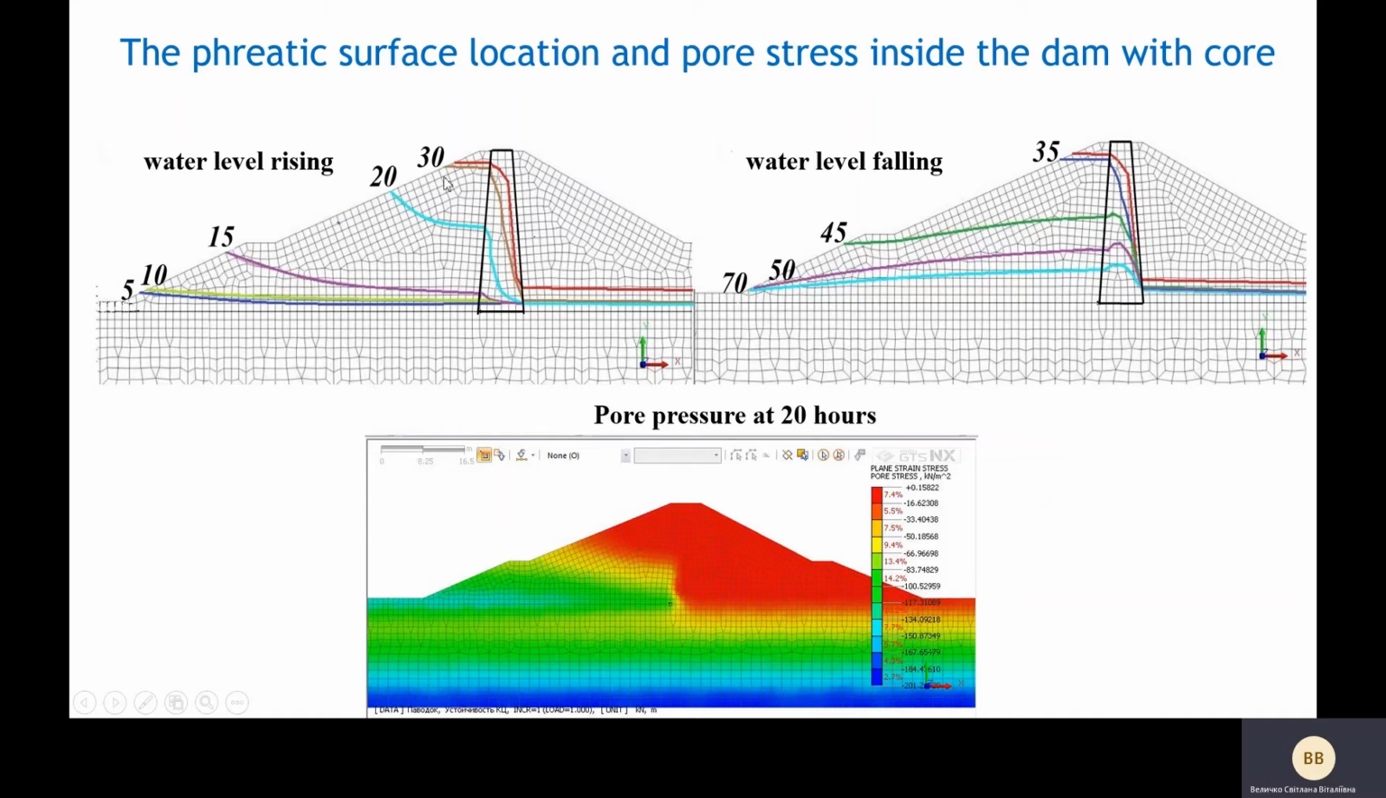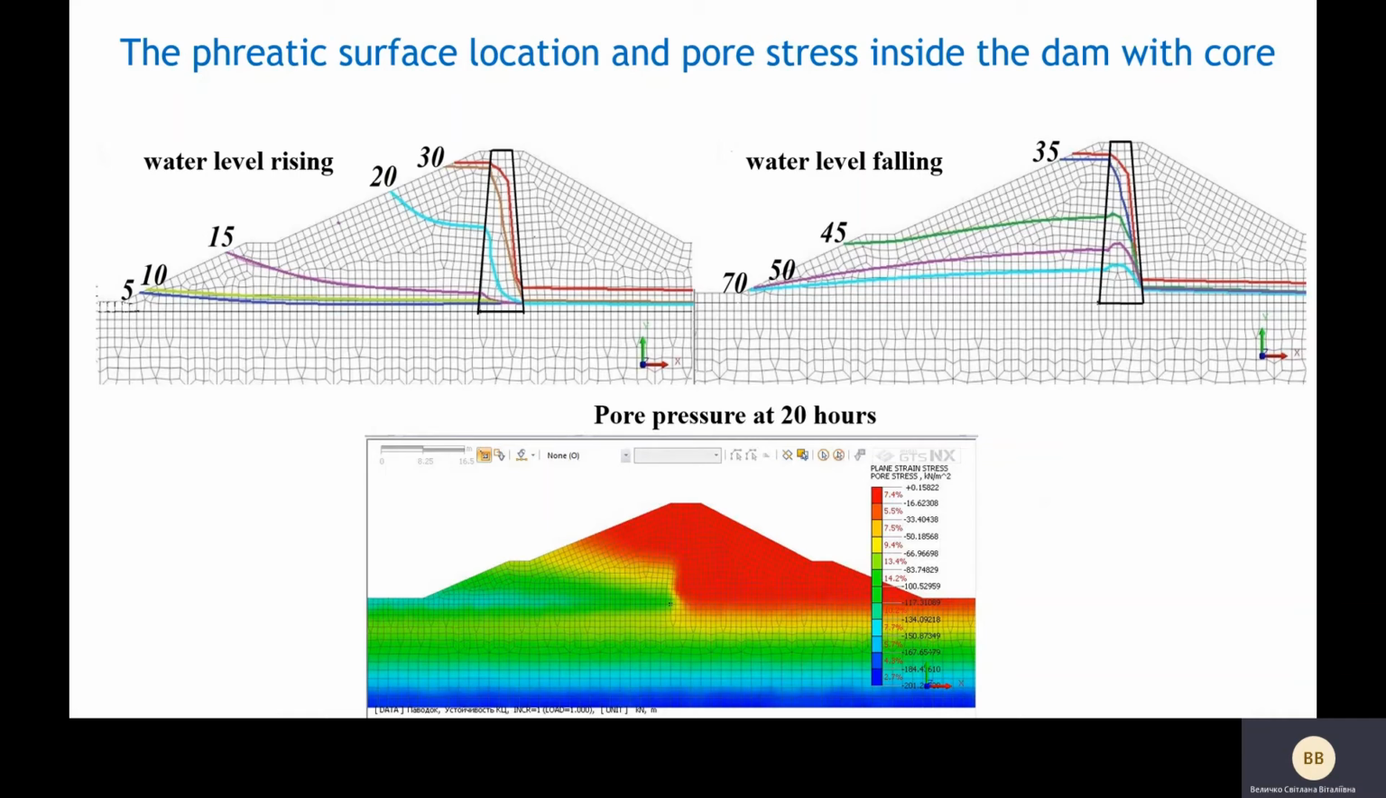Water rising is continuous for the first 30 hours. Then the higher water level is kept for 10 hours, during which the phreatic surface does not reach the steady state position. The dark red line is the steady state position in the dam. At 35 hours, the water begins to fall. The direction of water movement changes.